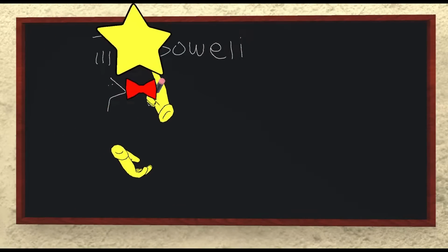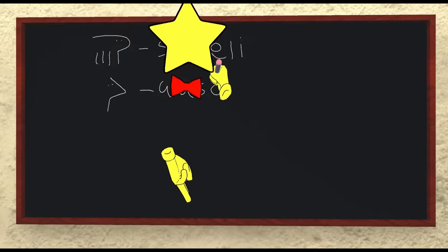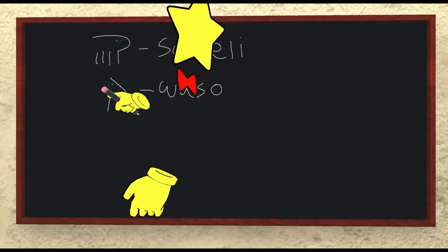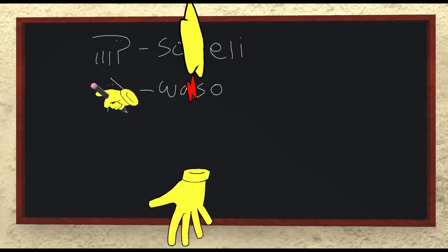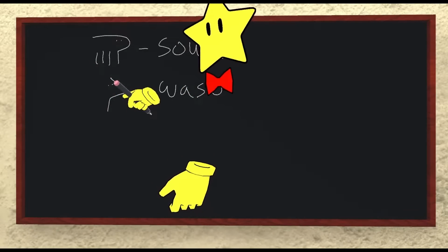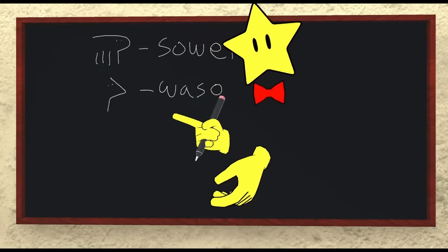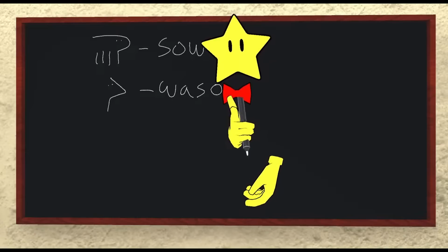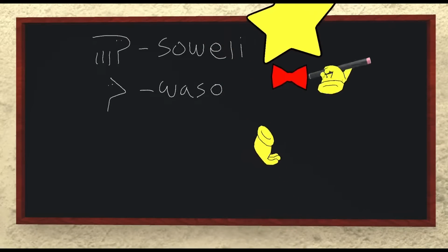Next, we have waso. W-A-S-O. And it's drawn a little bit similar to soweli, but in this case, the front of it, to the right, pokes out into a triangular shape and then comes back to form the body. And then again, you dot the eyes. And waso has to do with all sorts of flying animals. It includes both birds and bats.